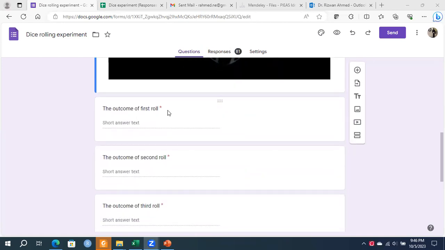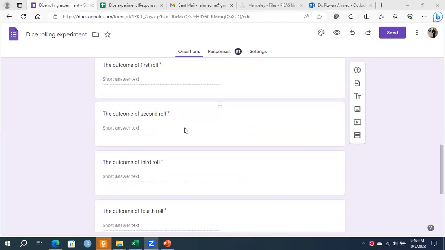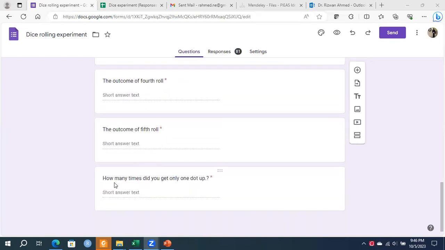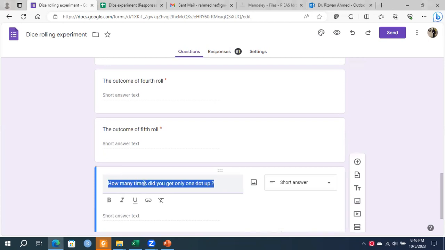So the outcome of first roll, outcome of second roll, outcome of third roll, fourth roll, fifth roll, and then the problem, how many times did you get only one dot face up? So these responses were collected, and now let's study the problem and compare it with the theoretical estimate.